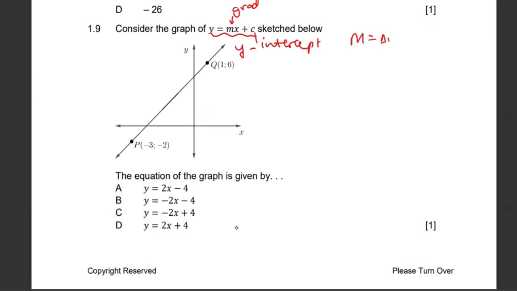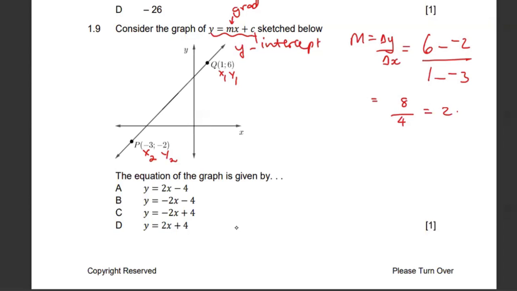We know that gradient is change in y over change in x. That's going to be, if I call this my x1, y1, x2, y2, it's going to be 6 minus minus 2 over 1 minus minus 3. I know that 6 minus minus gives me 8. That gives me a 4, which means my gradient is a positive 2. So automatically these two are out.